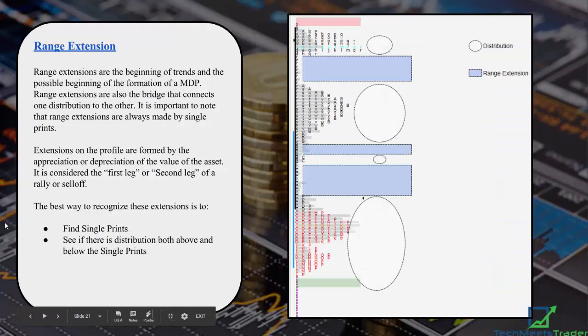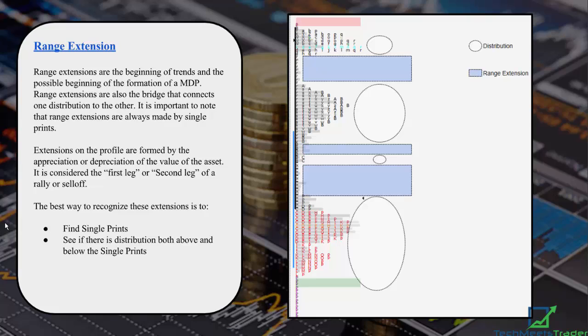Our next topic is recognizing extensions of a range. And range extensions are the beginning of trends and the possible beginning of the formation of an MDP. Range extensions are also the bridge that connects one distribution to the other. It is important to note that range extensions are always made by single prints. Okay? Extensions on the profile are formed by the appreciation or depreciation of the value of the asset.